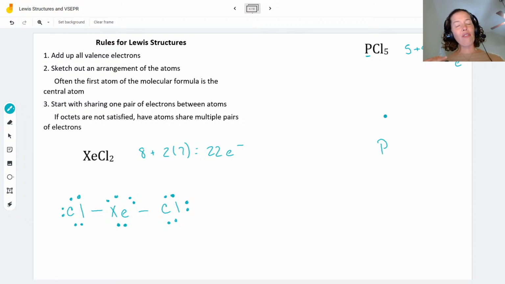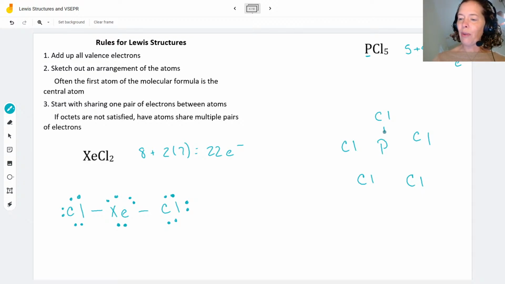The question now for me is, how expanded is it? Okay, so I've got to fit 5 chlorine atoms around here. 3, 4, 5. Again, just put them around however it makes the most sense to you. And now I'm going to share 1 pair with everybody at least. Okay, so we're going to do single bonds.